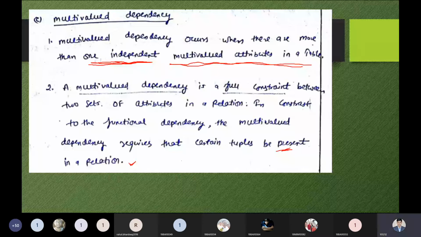So I was on the topic of multi-valued dependency. Multi-valued dependency basically occurs when there is more than one independent multi-valued attribute. So what is meant by multi-valued attributes? This concept we have already discussed many times in the ER model. What is meant by a multi-valued attribute and what things have we seen? But here we have the term multi-valued dependency.